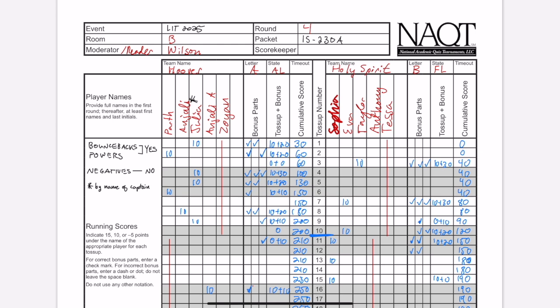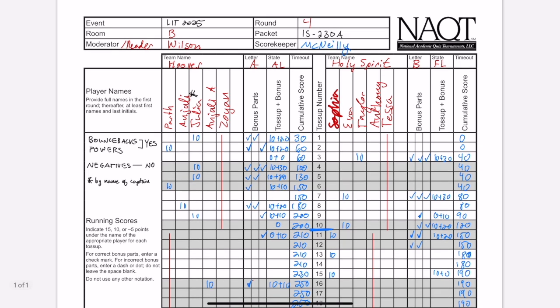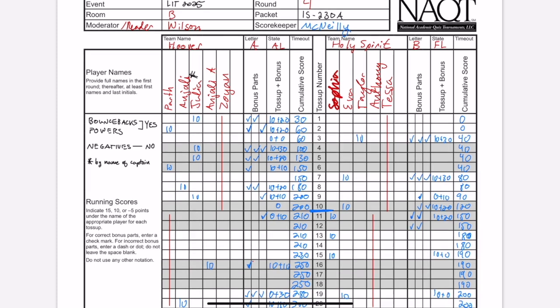The moderator is just another word for the reader. So who is reading the questions? Then once you have the reader written down, you're going to write down the name of the teams. And once you've got the teams, I'd recommend putting them on whichever side they're sitting on so as to make it easier for you to score.